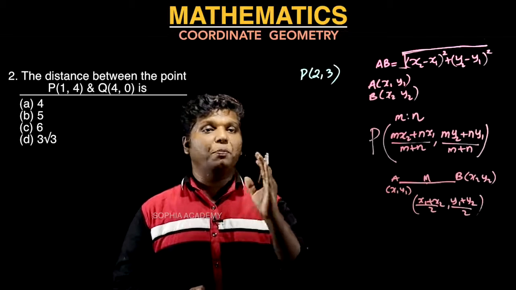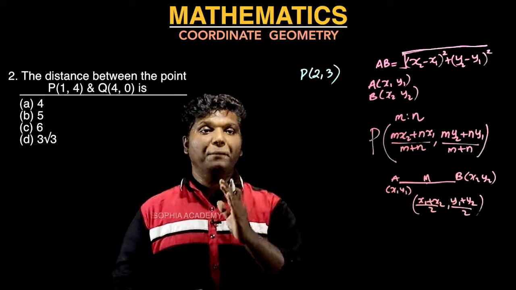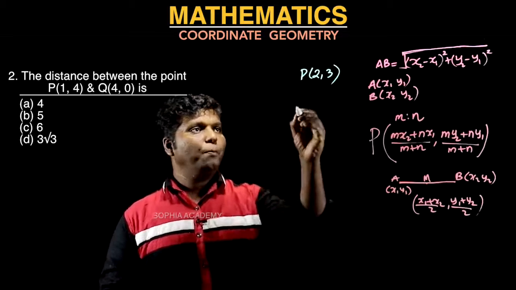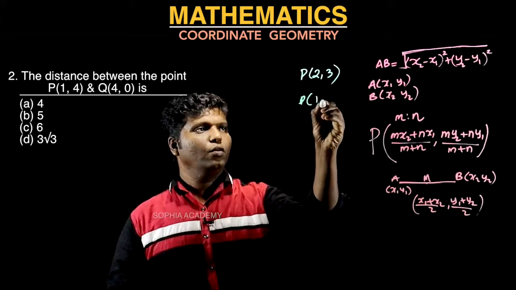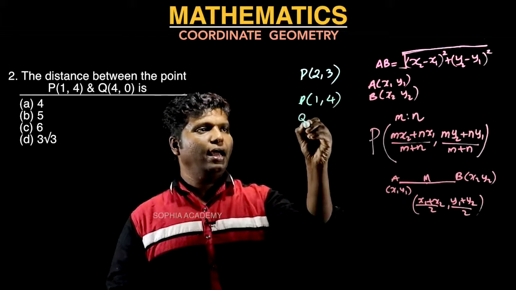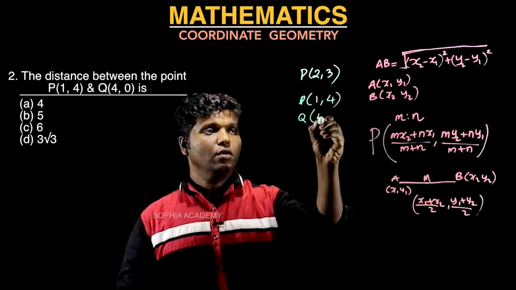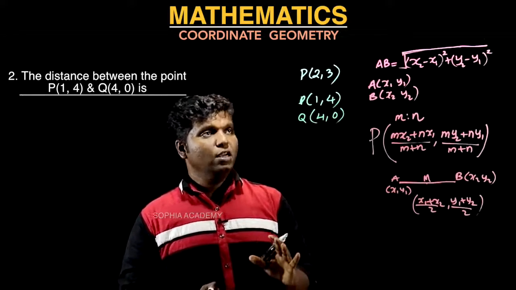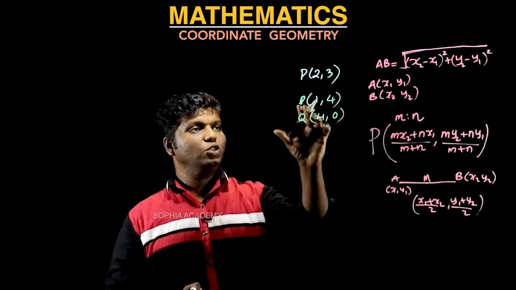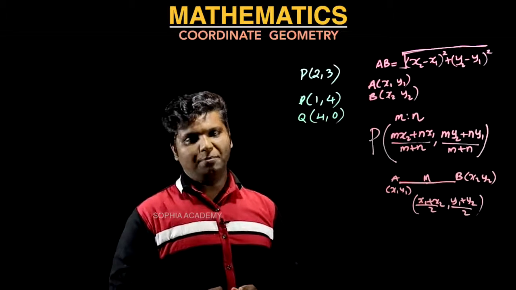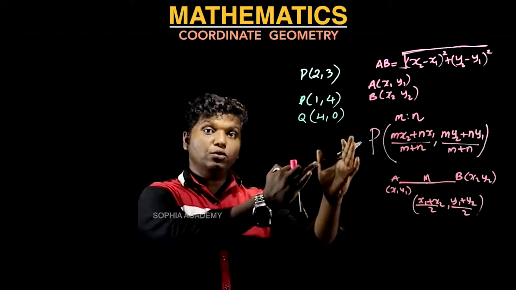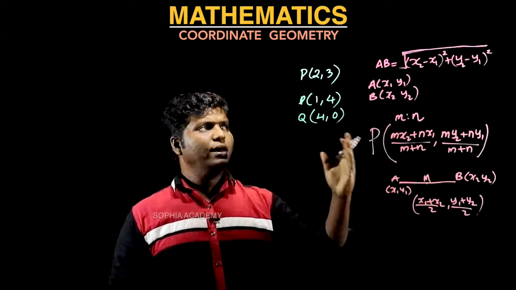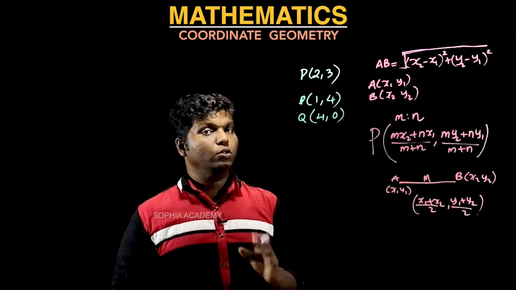The distance between the points. There are 2 points given here, P(1, 4) and Q(4, 0). You have to find the distance between these points. So if you want to find the distance between these 2 points, you have to use the distance formula, right? That's the method. Now tell me, what is the distance formula? Square root of (x2 minus x1) the whole square plus (y2 minus y1) the whole square.